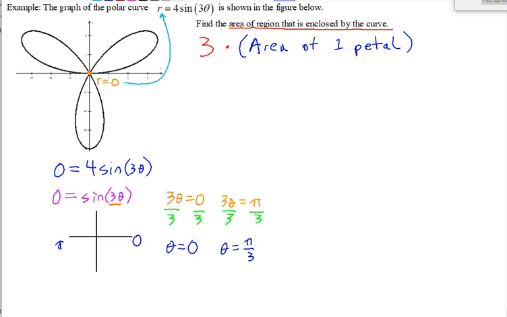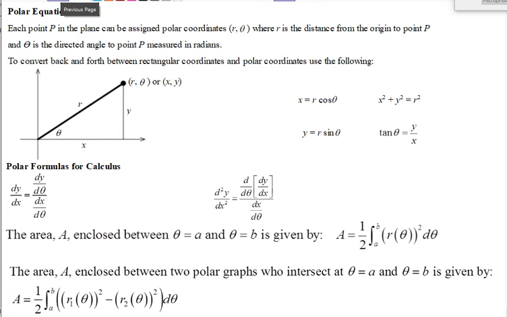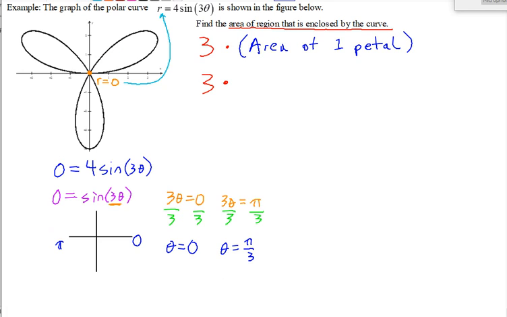So it'll be 3 times, and then the formula for area, remember for polar coordinates, we've got the 1/2 out in front, and then the integral from a to b of the radius squared. We just figured out the lower and upper limits here. We got the 1/2 out in front first, and then we figured out the lower and upper limits were 0 to pi over 3. And then here's our radius right here. So it'd be 4 sine of 3 theta, and then it gets squared, times d theta.